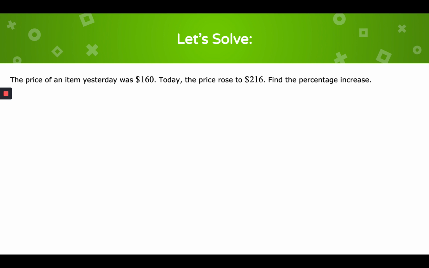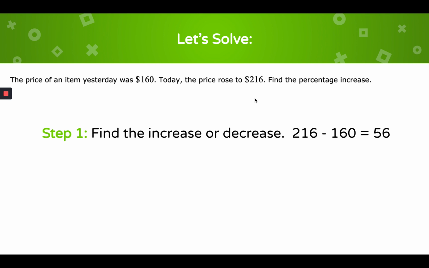The price of an item yesterday was $160. Today the price rose to $216. Find the percent increase. So notice that yesterday's price, that's the original price, was $160. Then it went up to $216. What's the percent increase? Well, I've got to find the amount of change, how much it's changed. So the difference between $216 and $160 is $56.